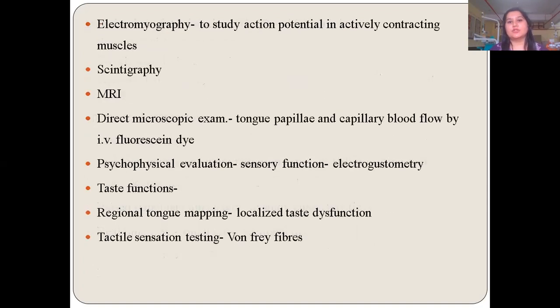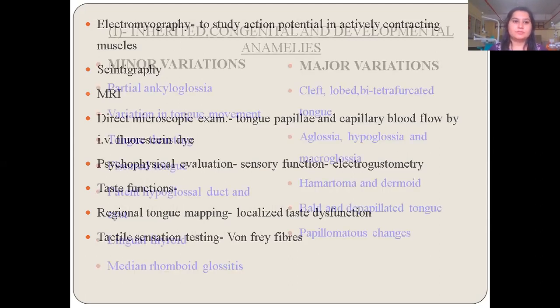Electromyography can be done to study the action potential in actively contracting muscles. Scintigraphy and MRI can also be done to examine the tongue. Direct microscopic examination can be done. Tongue papillae and capillary blood flow can be studied using IV fluorescent dye. Psychophysical evaluation can be done. Electrogustometry is one of the methods. Taste functions can be tested. Regional tongue mapping can be done. Tactile sensation testing can be done using the von Frey fibers.